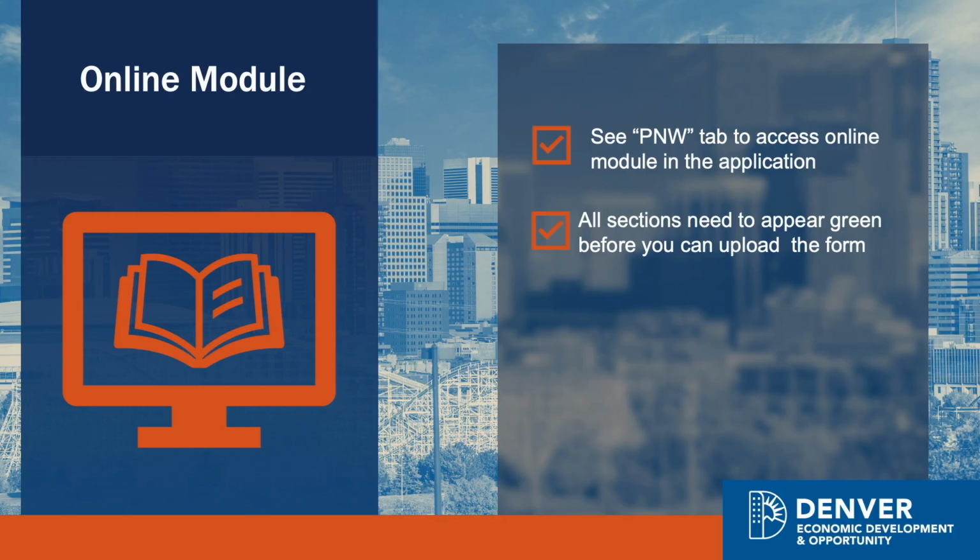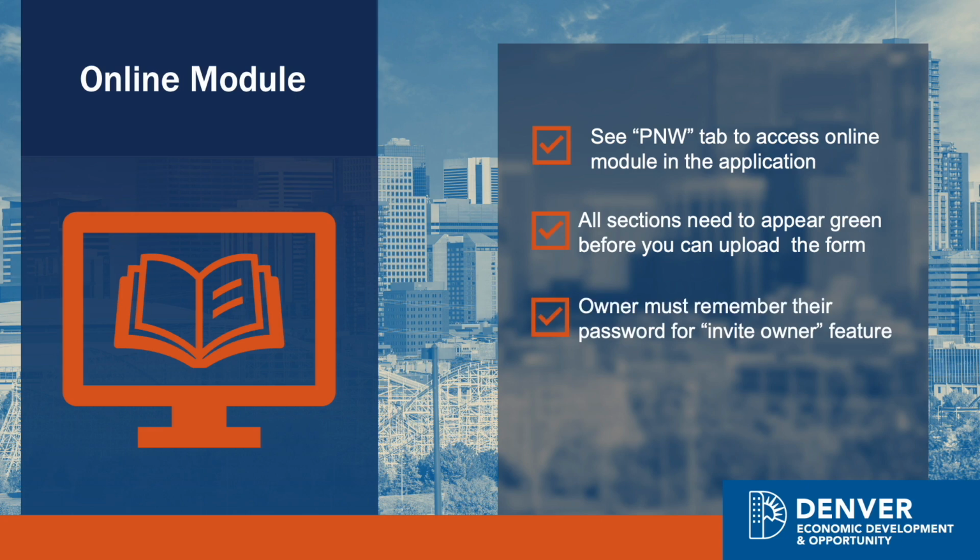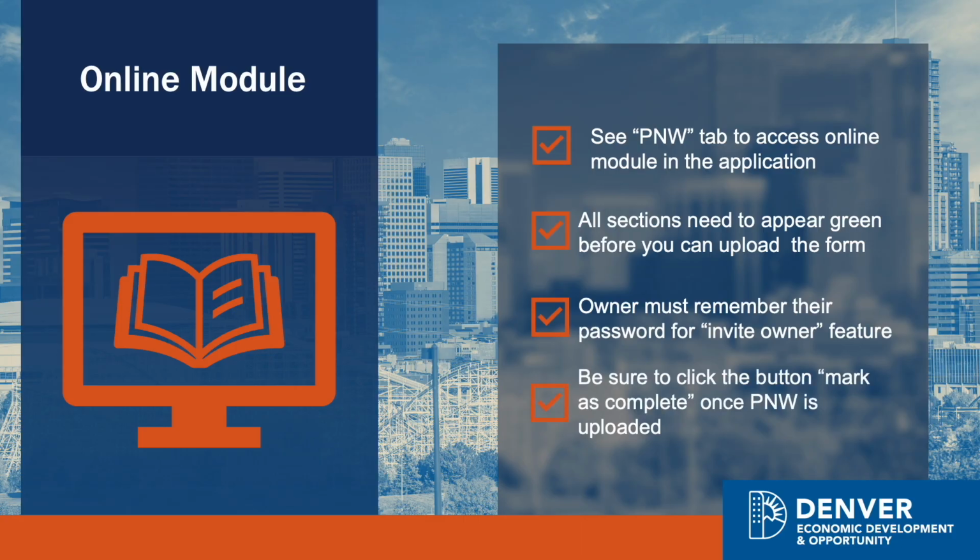If someone other than the owner is filling out the application, they can use the Invite Owner button. This allows the owner to securely complete their own PNW statement privately. Only the owner will be able to access and edit their PNW form, so it's very important to remember the password created for this section. Quick tip: once you've completed and attached the signed PNW, make sure to click the on-screen button to Mark as Complete to finish the process.